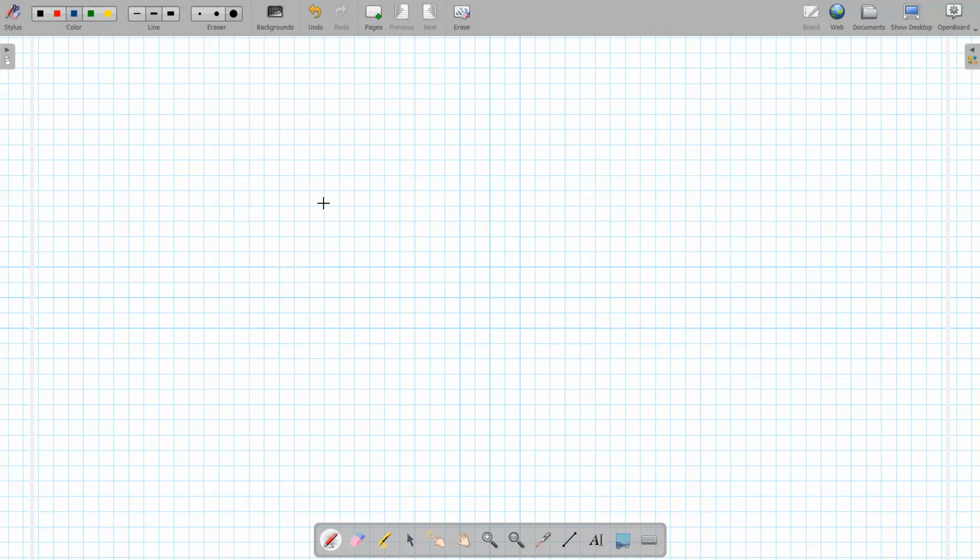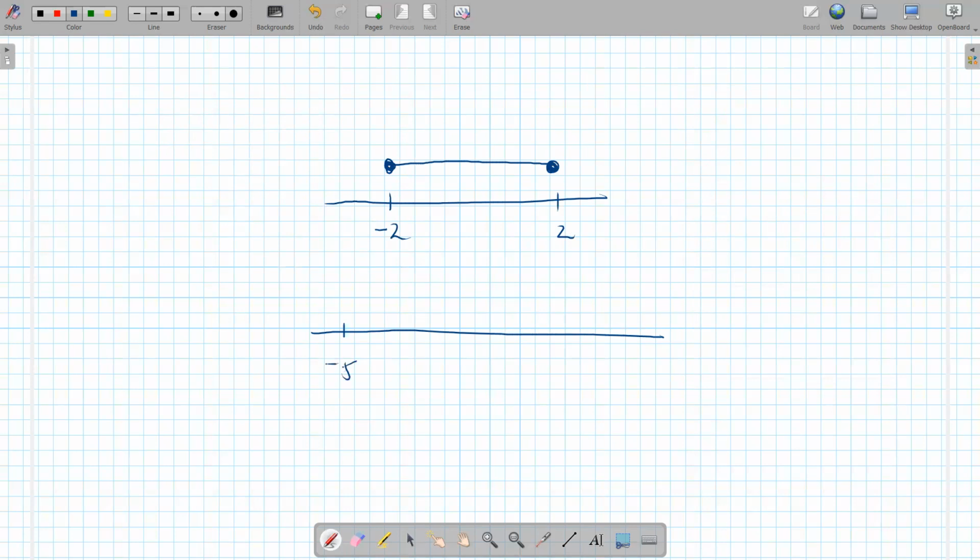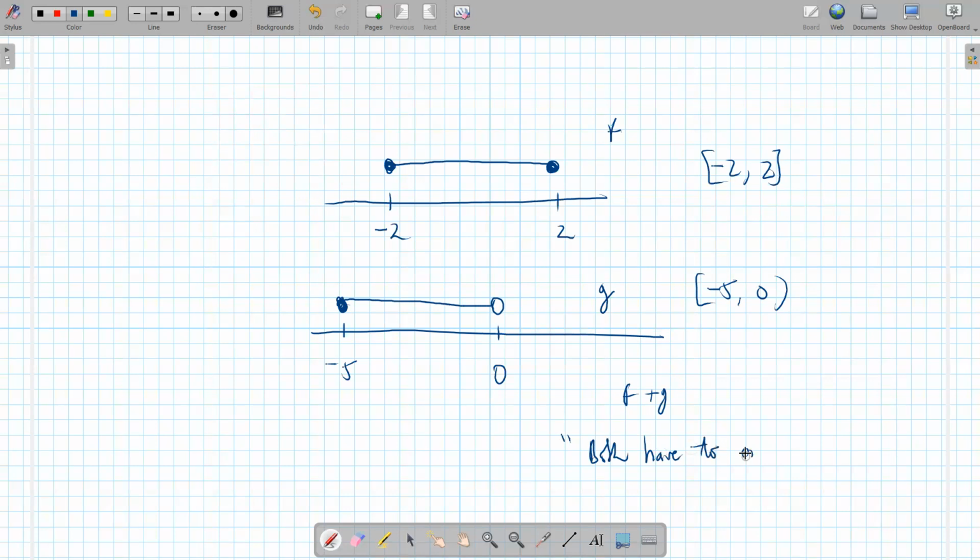We can make this a little bit more complicated. Let's say I'm going from negative 2 to positive 2. Both of them are inclusive. On the other hand, for the other one, I'm going from negative 5 to 0. This one is exclusive, this one is inclusive. I'll write this down. So you have something like this, and you have something like this. This is f, this is g. What's the domain of f plus g? And remember, they both have to exist at those x values. What do you think? What will be the domain of f plus g?